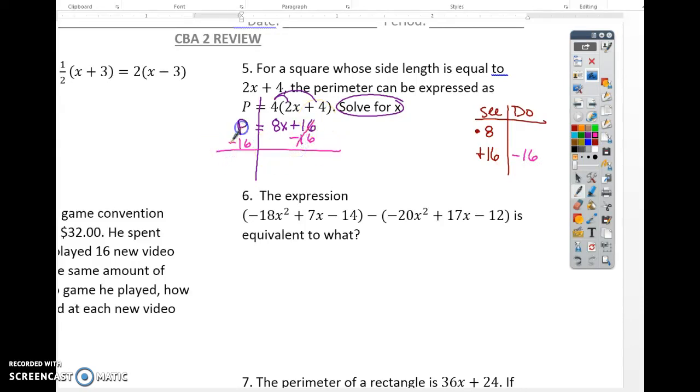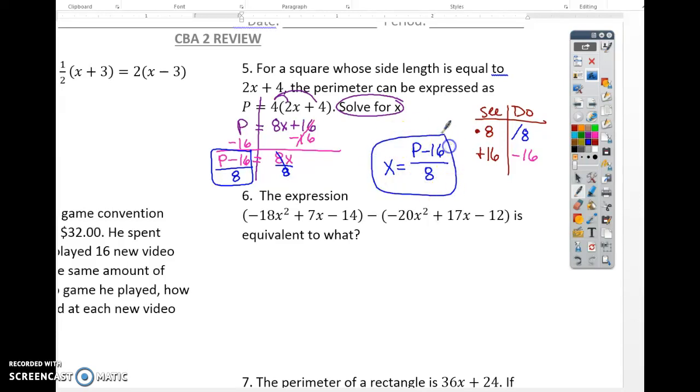Okay, read it. It says p minus 16. So we're going to write p minus 16 equals 8x. And then the last step is to divide by 8. So divide by 8 here and divide the whole thing by 8 here. This is your answer. X equals p minus 16 all over 8.